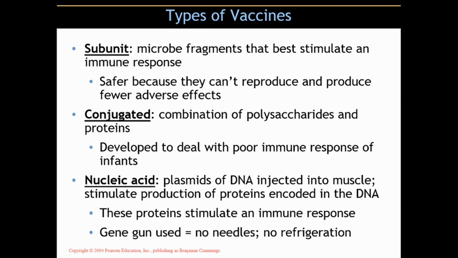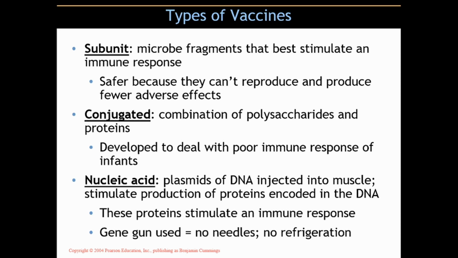A subunit is a fragment that best stimulates an immune response. They're safer because there's no chance of them ever reproducing or ever back mutating because they're just bits and pieces, microbe fragments that sometimes will be conjugated. So we'll take those fragments, we'll join them with a protein, and as a result, you get a better immune response, a stronger immune response.